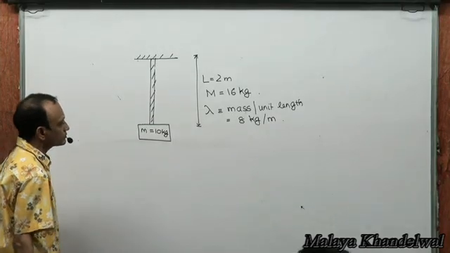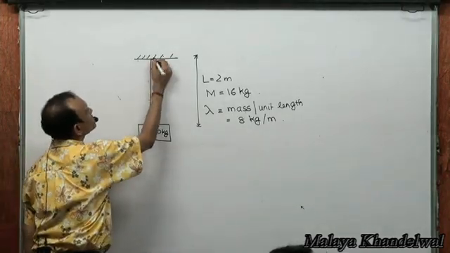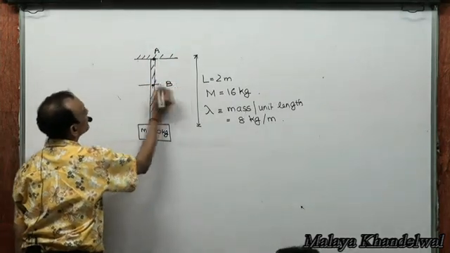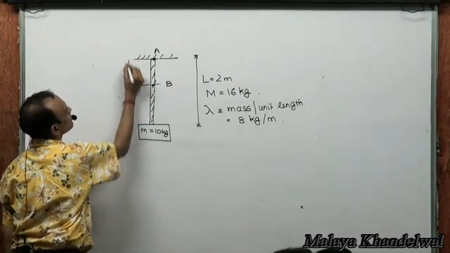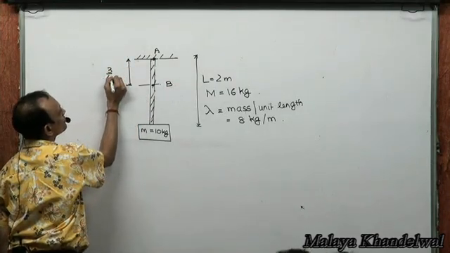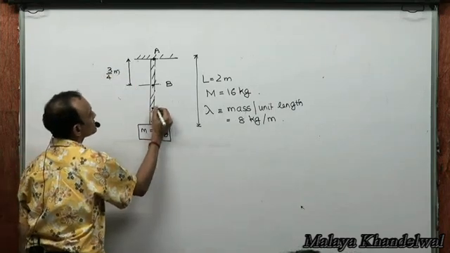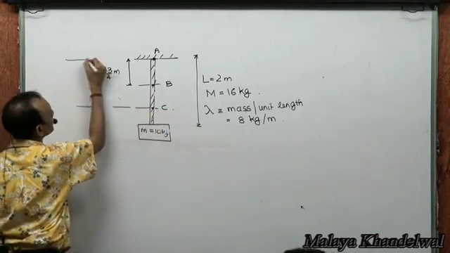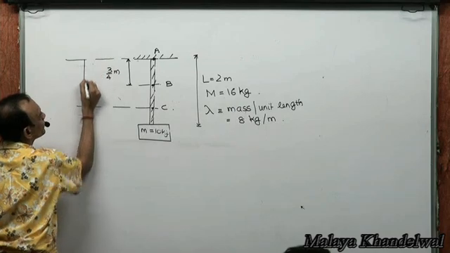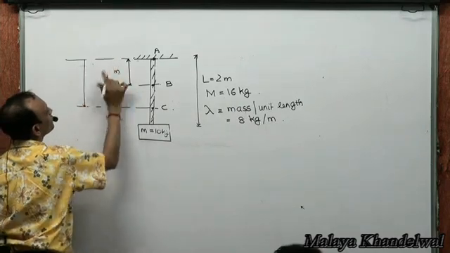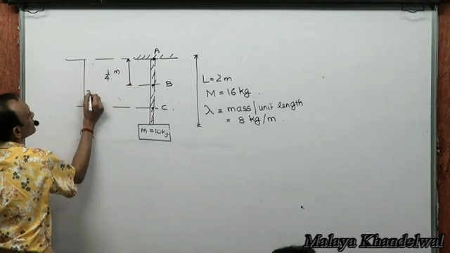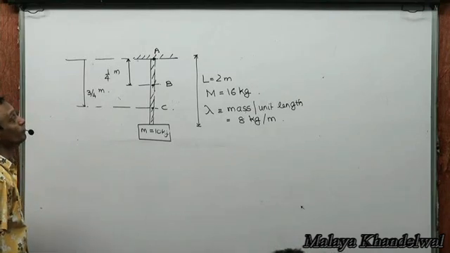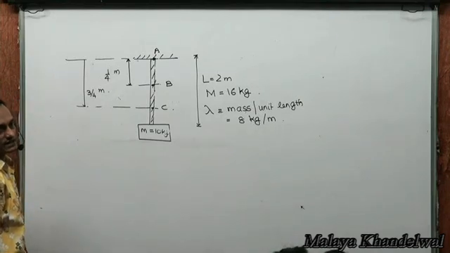Now, I want to find the tension at A, the tension at B. This is the section B, say 1/4 of a meter here, and this is 3/4 of a meter, and tension at C. All right, I want to find the tensions at A, B, and C.